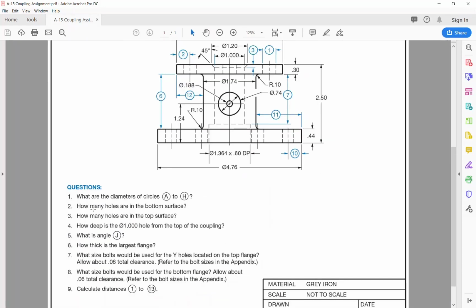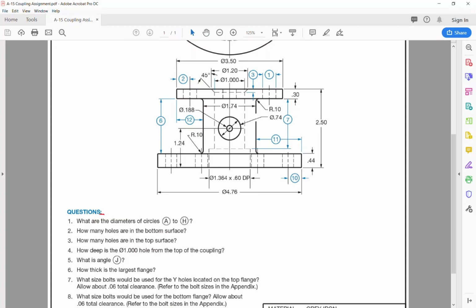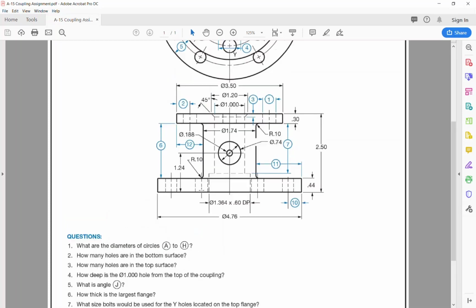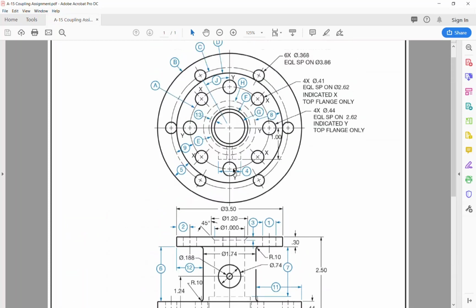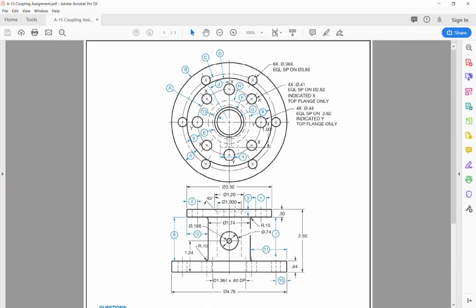What we're asked to find initially in the questions, and I'll go through some of these with you now, are firstly, what are the diameters of circles A through H? So let's look at the drawing and determine what the diameters of those circles are. They're cylindrical features in real life or in 3D, and those 3D shapes are depicted as circles on the two-dimensional drawing. So let's go through this. Let's find A and start from there.